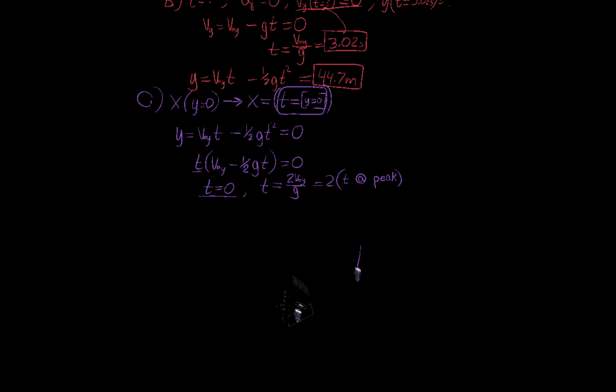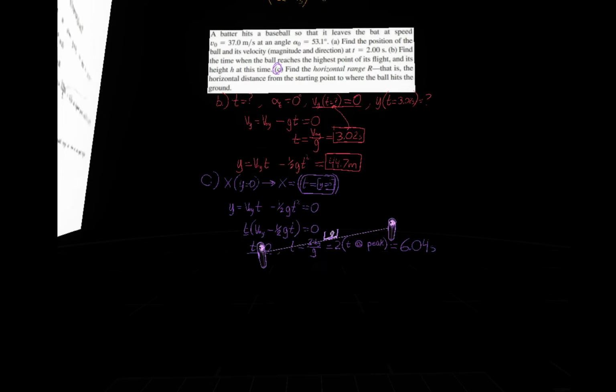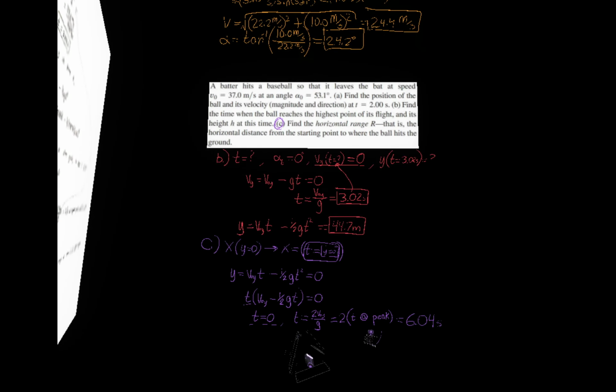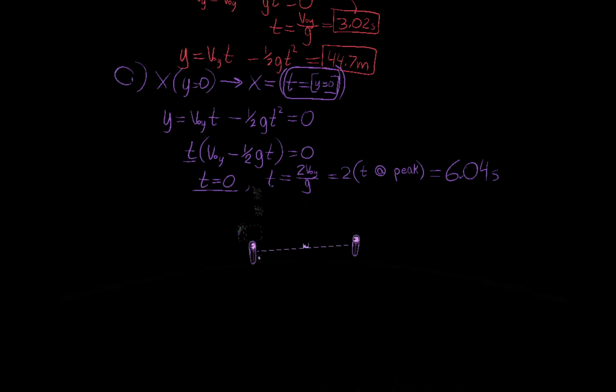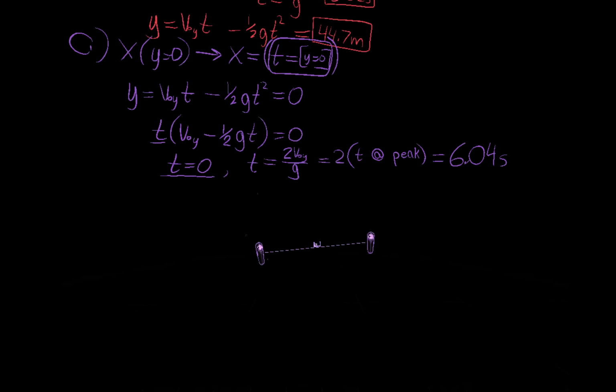So anyway, we already computed this. So this is just twice 3.02. So that's 6.04 seconds. Well, it's not our answer. It's one thing that we need to get to our answer. So what was this question asking again? The horizontal range. Find the horizontal range when the ball hits the ground. When y equals 0. So now we have t, 6.04 seconds.